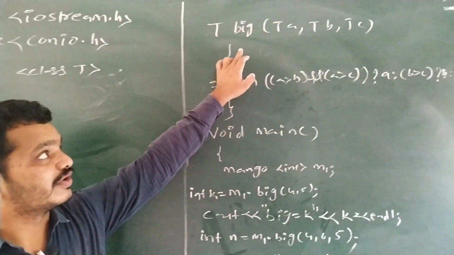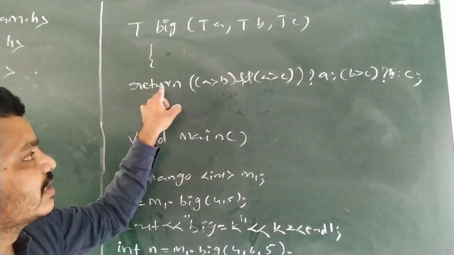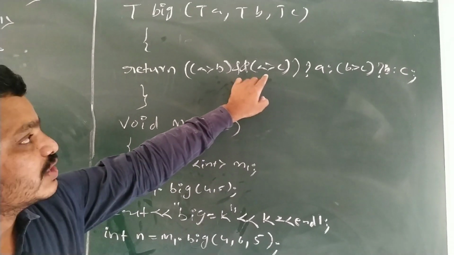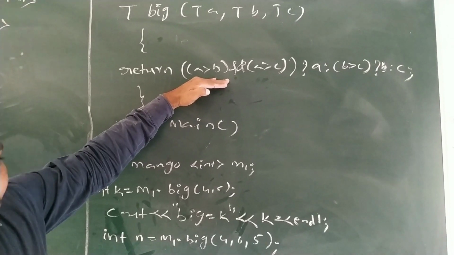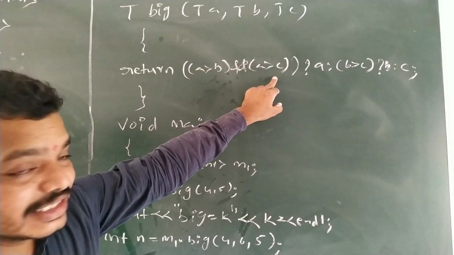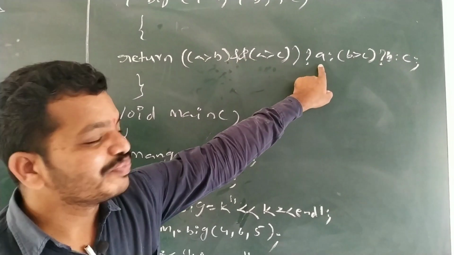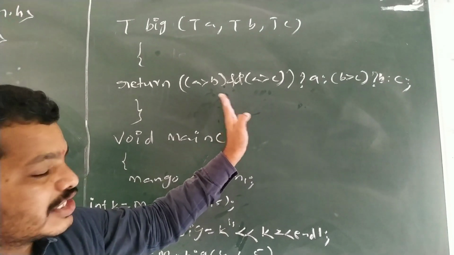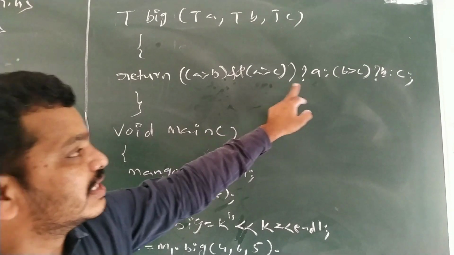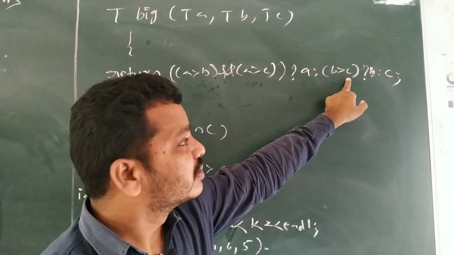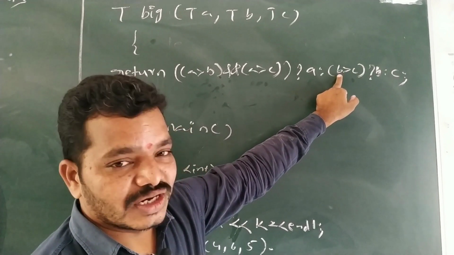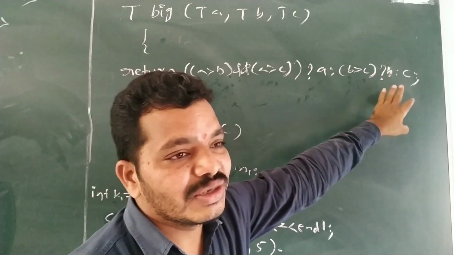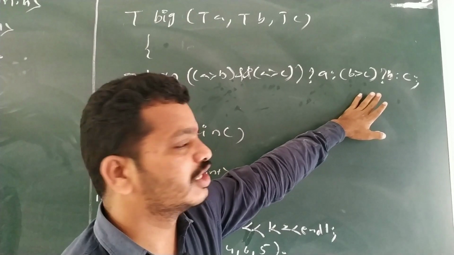Now I am taking the function with three arguments. Return a greater than b and a greater than c. If a greater than b is true and a greater than c is true, by default a is the largest value. Otherwise you have to check the rest of the two variables, b and c. If b greater than c, then b is the largest value. If a is not largest and b is not largest, then c will be the largest. That is the conditional operator.